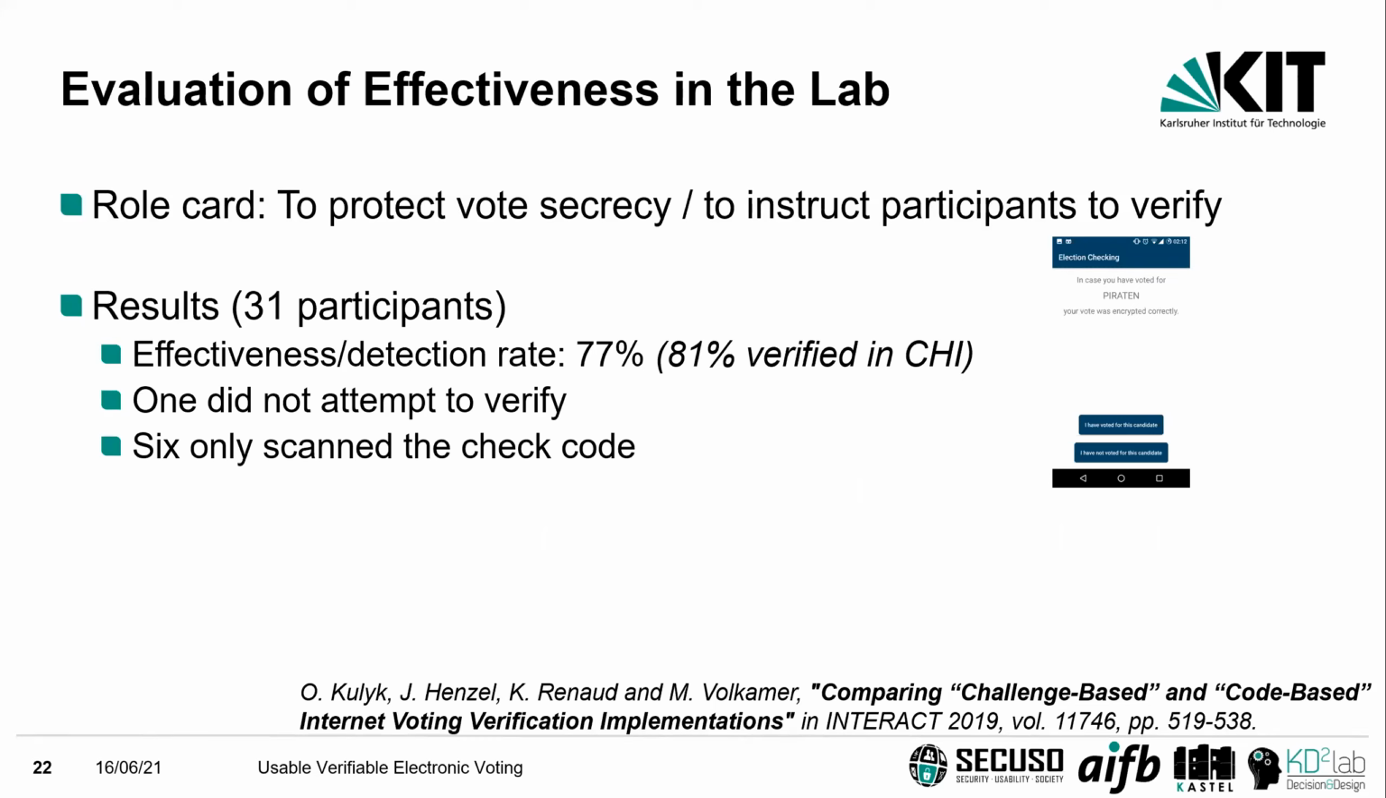It was, for us, the case that 77% detect the manipulation, and the manipulation was that people were asked to go for, I don't remember the name, but one party, and then the display was the pirates. And the question kind of was, first of all, did they go through all the steps? And then did they detect and complain about the output of pirates and not the party they selected?